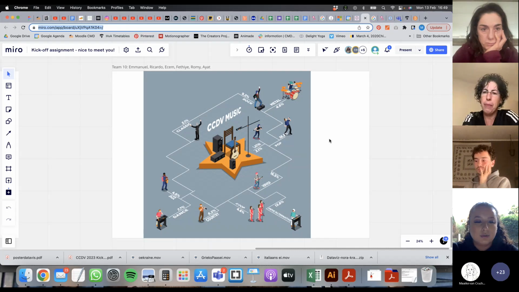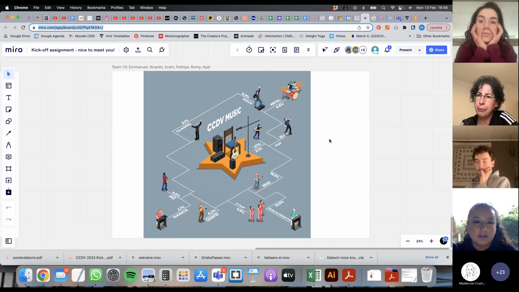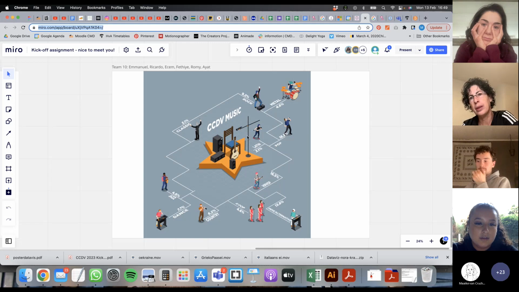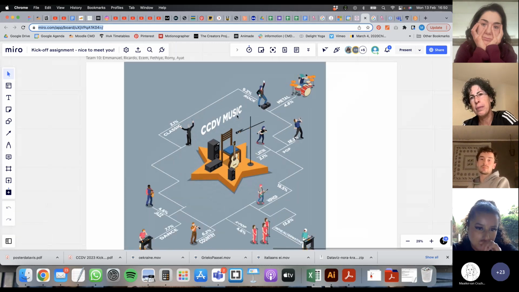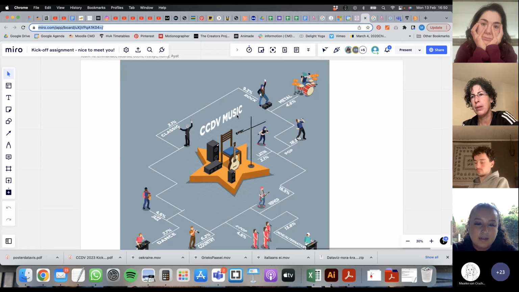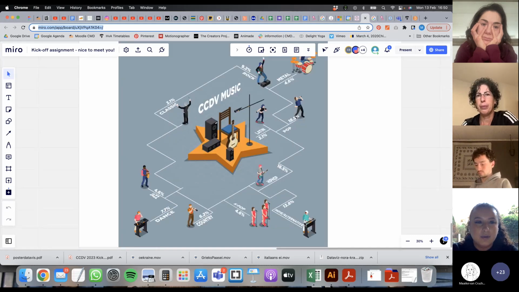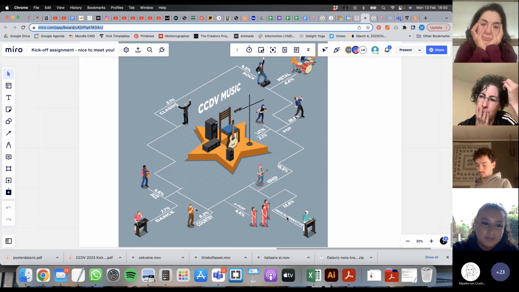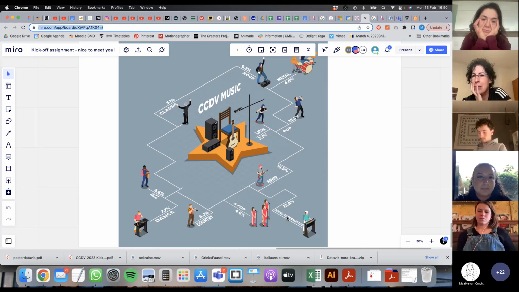I'm also in this group. Romy actually made this design, but she's currently at work. And I took a look at the data and put the percentages in there. So yeah, we tried to visualize the music genres by adding persons that symbolize them, like the little drum set and the DJ booth and the classical thing.